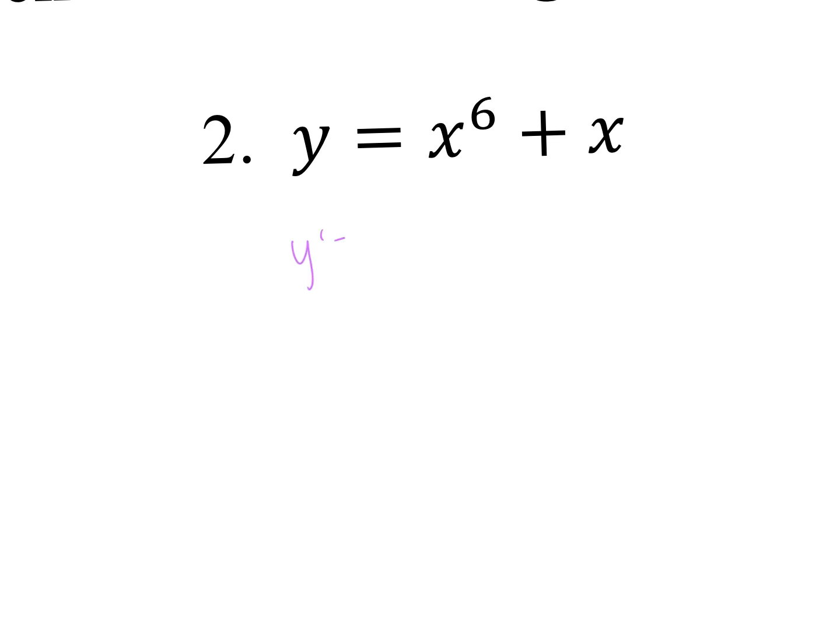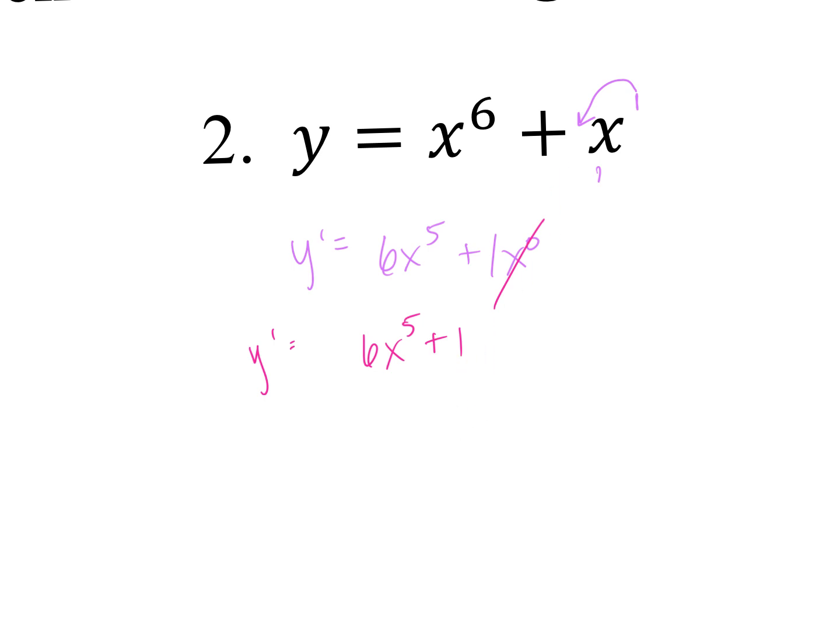Y prime here would turn into 6x to the 5th plus 1x to the 0. 1x to the 0 would just turn into 1. So it'd be 6x to the 5th plus 1. Does it make sense that the line y equals x has a slope of 1? Up 1 over 1. Up 1 over 1.